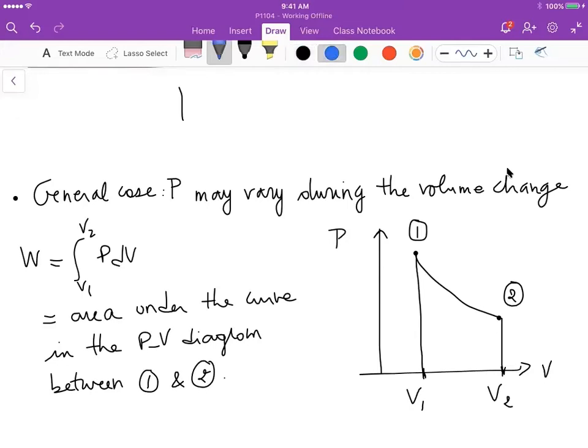And what does this mean? It means this is the area under the curve in this PV diagram. So this is the work. In this case, it is the work done by the gas, by the system on the external surrounding. So that is the general case, when we have P that could vary as a function of the volume.